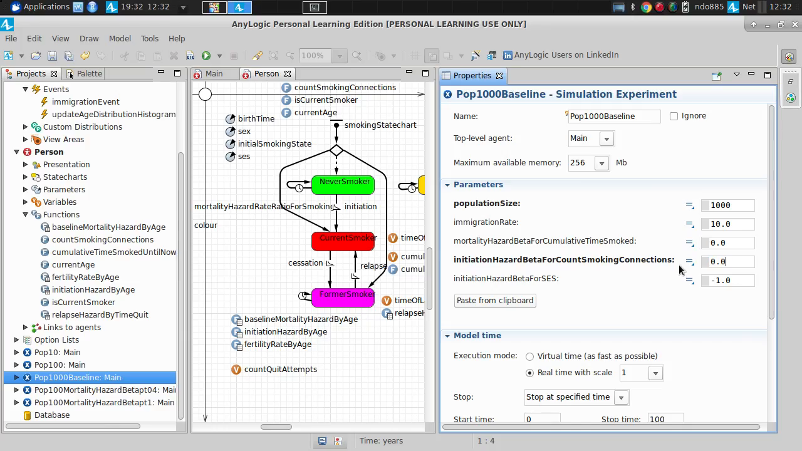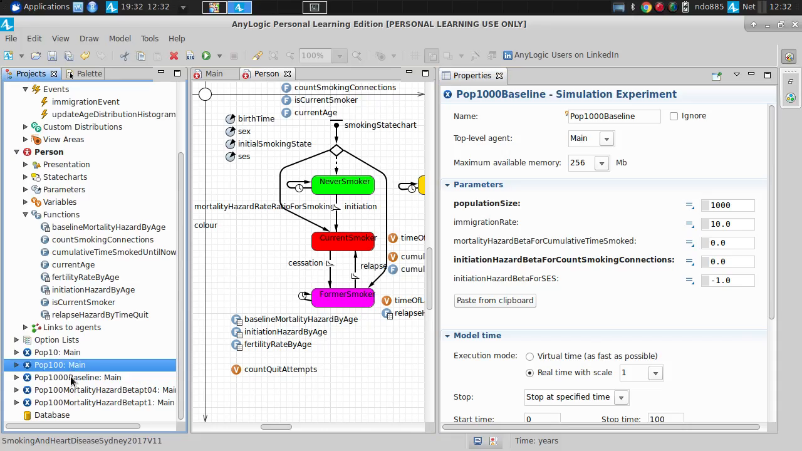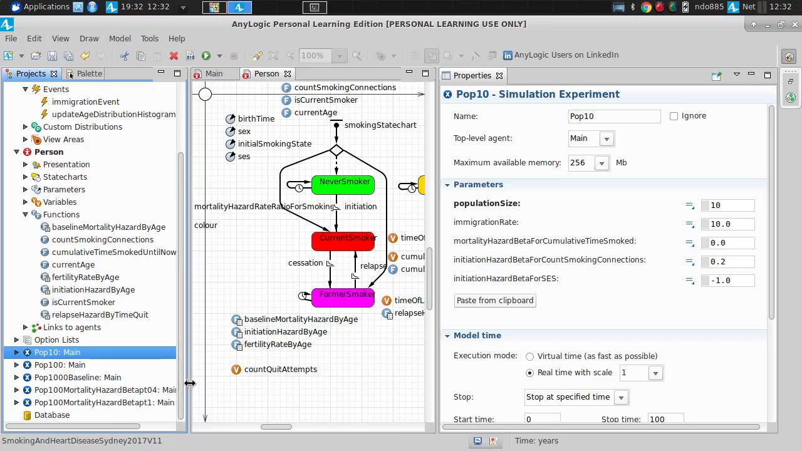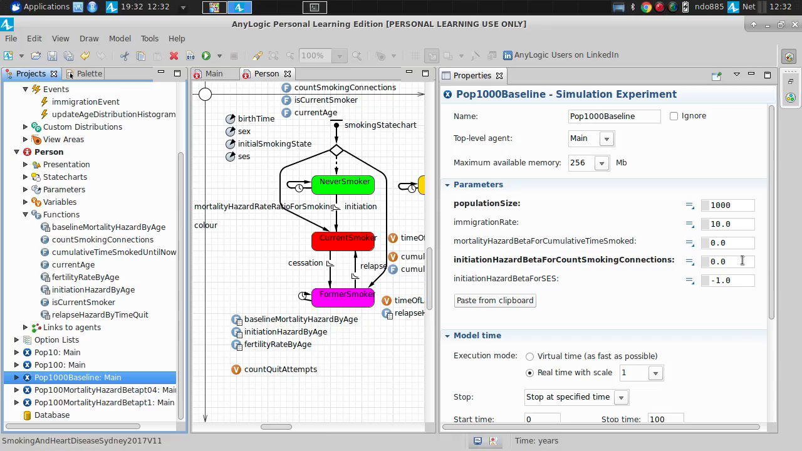I'm pretty sure the default value of this was 0, and it's still highlighting it. What was the default value of this one? Well, I can go check. What is it here? 0.2. Okay, so this is 0.2.